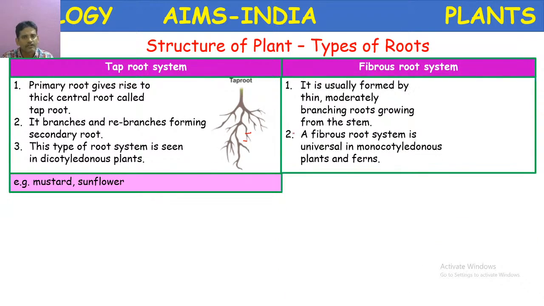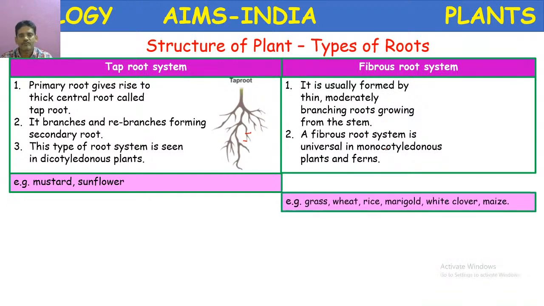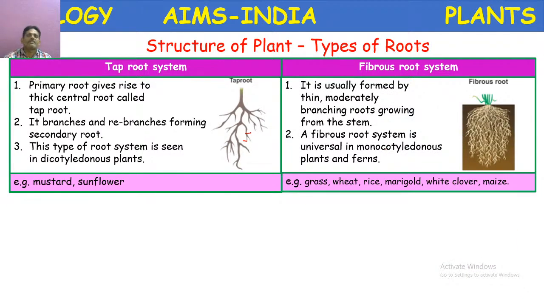Let us go for fibrous root system. You can easily understand the fibrous root system by taking a grass plant. Most of the grass family members show this fibrous root system. There is no main root clearly observed here. A bunch of hair-like roots are present. That's why they are called a fibrous root system.